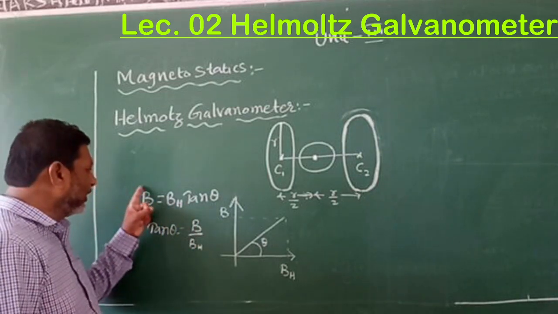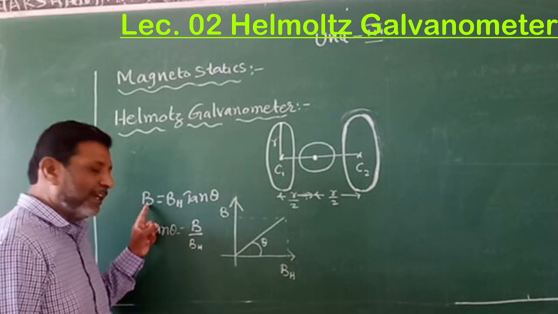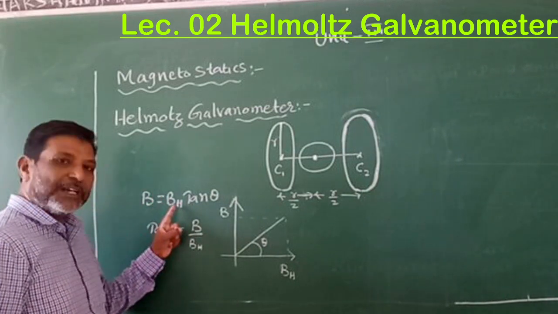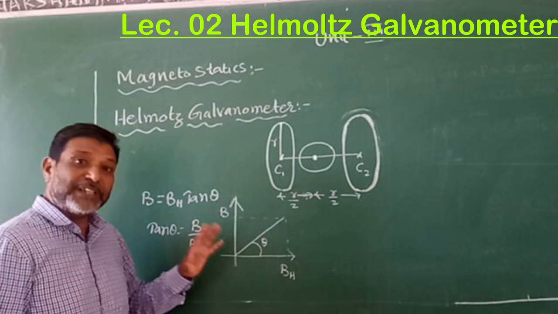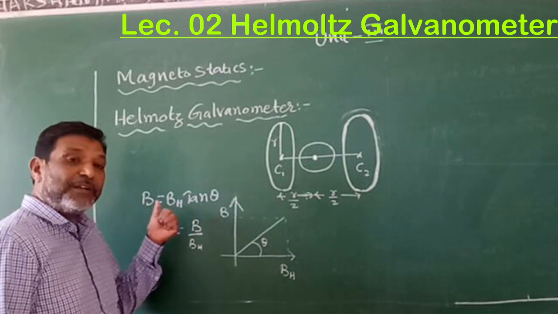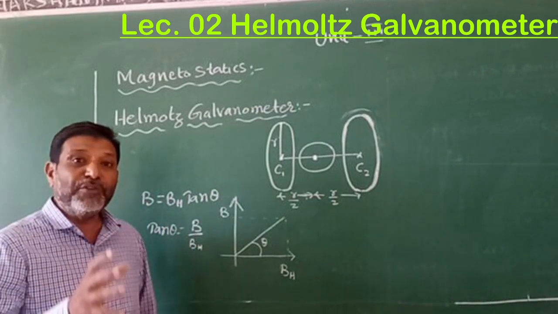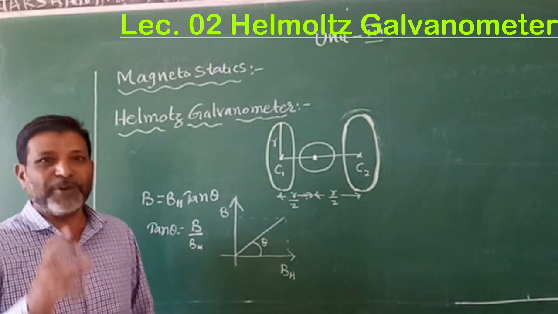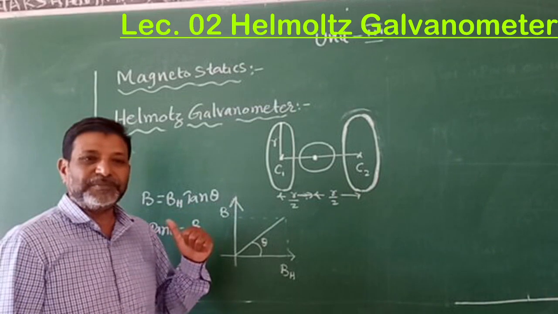As I made clear, B is the magnetic field produced due to the flow of the current, BH is the Earth's magnetic field, and theta is the angle between B and BH. The second important point is that whatever the values of B and BH are, these two fields must be uniform. And next, they should be perpendicular to each other.